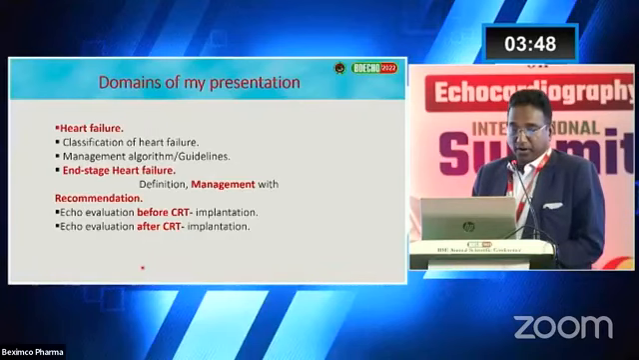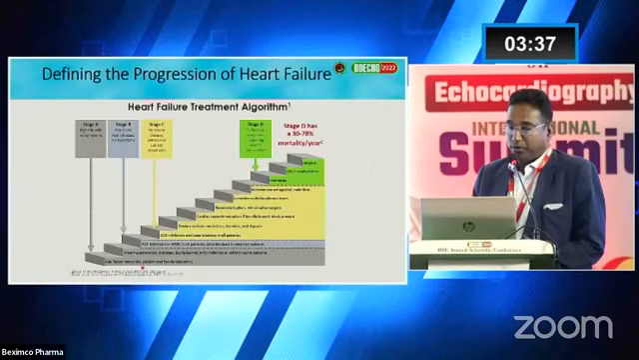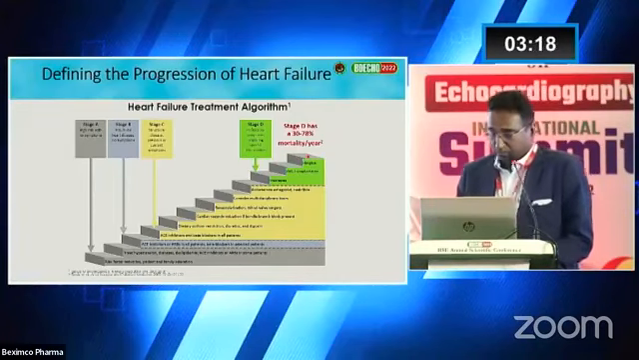My domain was discussed nicely by Sabina Hashem. End stage heart failure was already discussed, and the recommendation of echo evaluation before and after CRT. Management of heart failure we know, but see, end stage heart failure, stage D, has 30 to 78% mortality per year, and also repeated rehospitalization and decompensation, and quality of life is very poor.